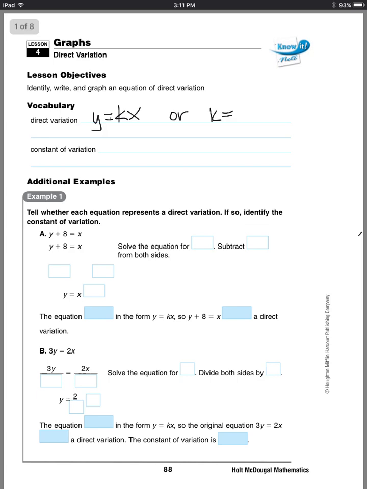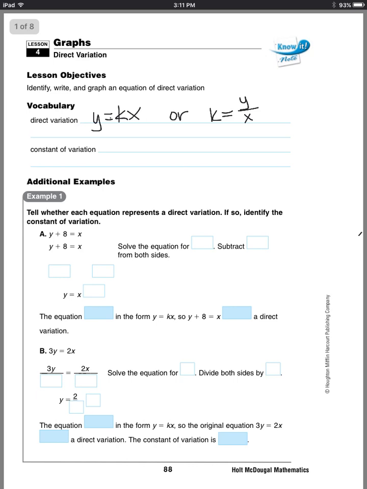If you remember from yesterday, y over x is what you use to find the slope of something, right? So the k is for constant. Don't ask me why it's a k and not a c. So what we're doing now is we are going to tell whether each equation represents a direct variation, and if so, we're going to identify the constant of the variation.